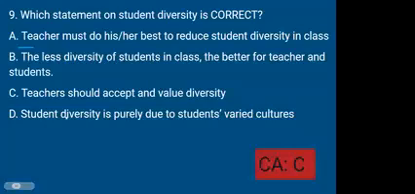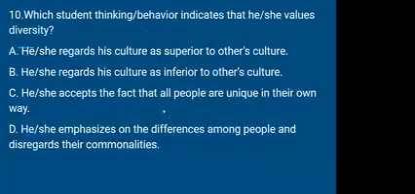Okay, number 10. Wait, it seems like it's lagging, or maybe it's because of the internet connection. It's beyond our control. Thank you so much, ma'am. Number 10: which student thinking or behavior indicates that he or she values diversity?